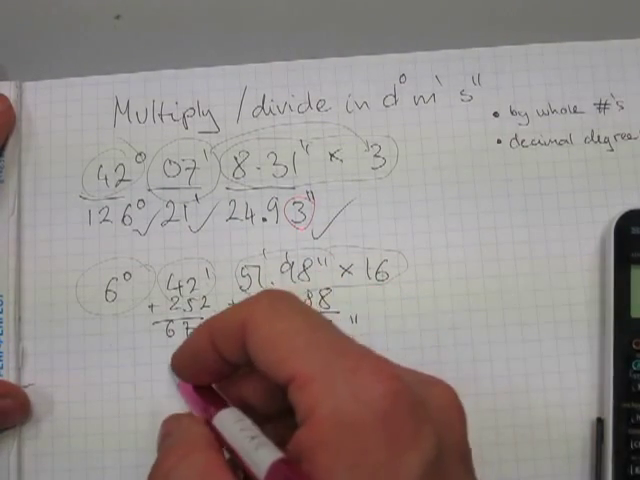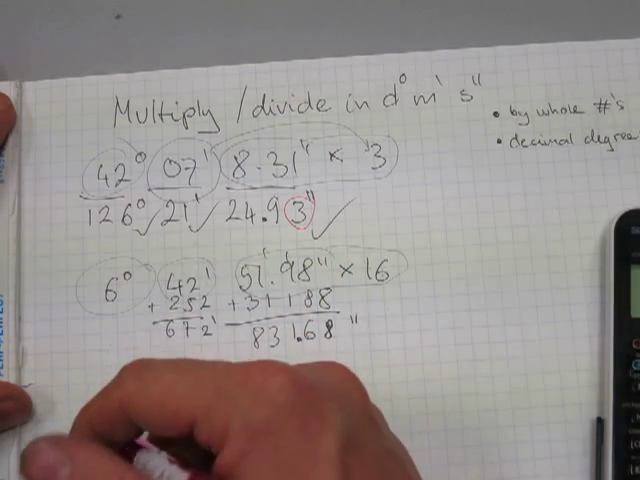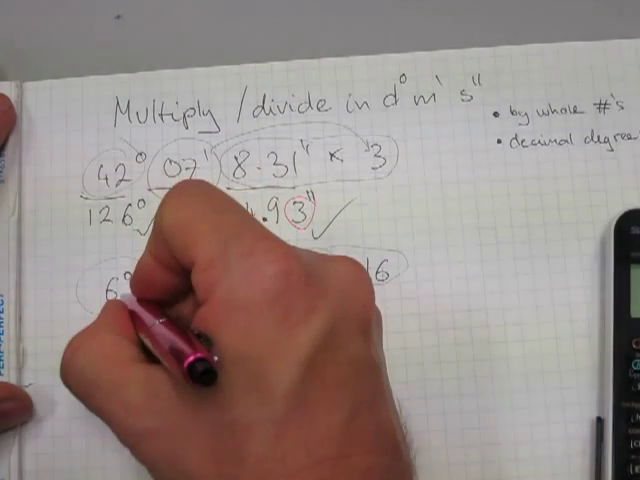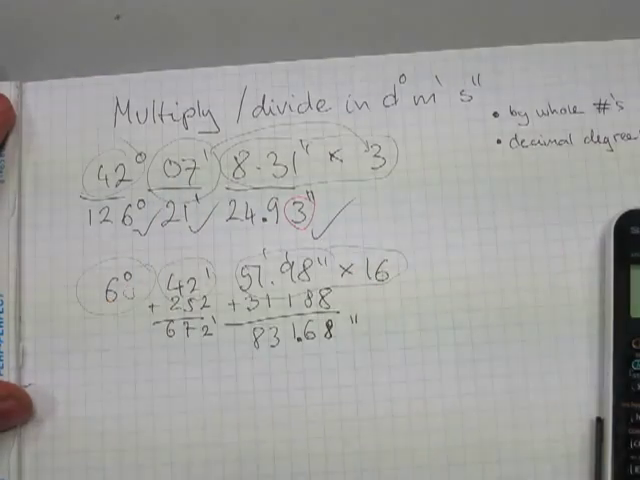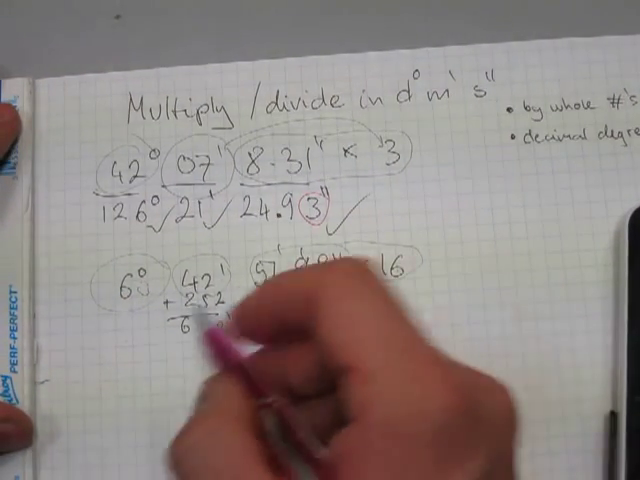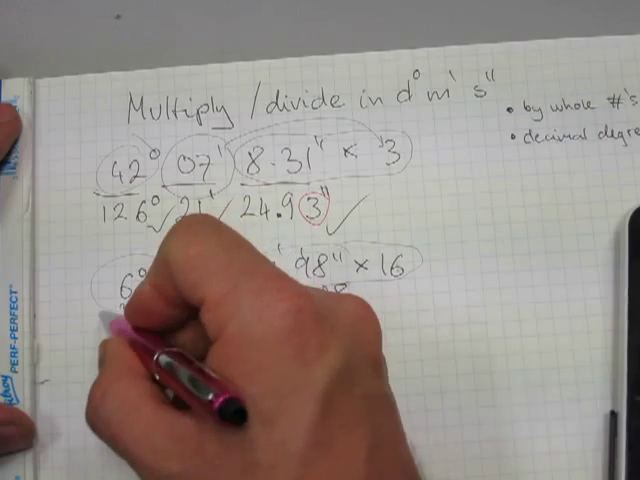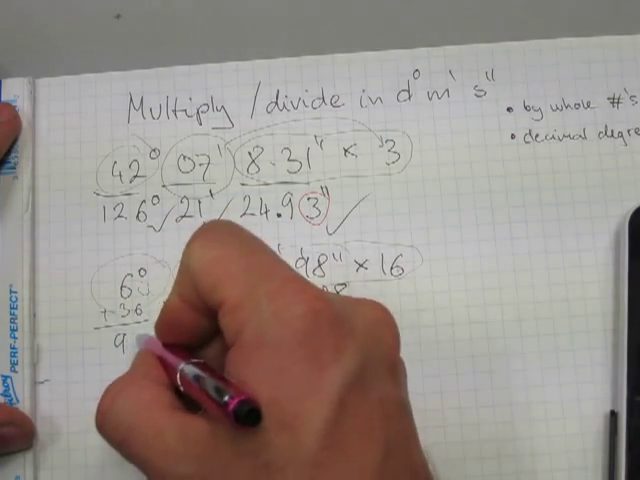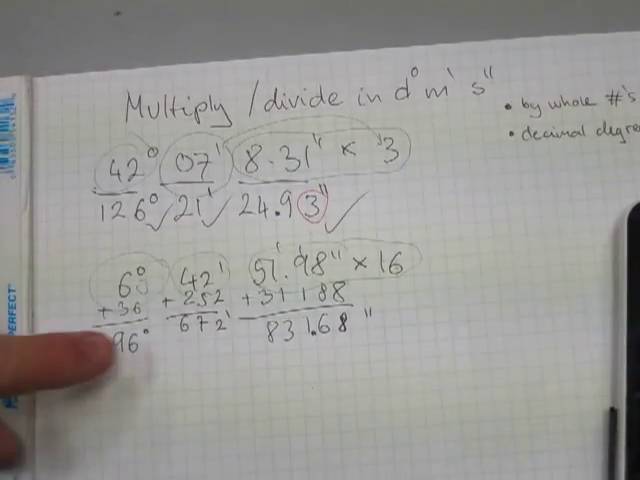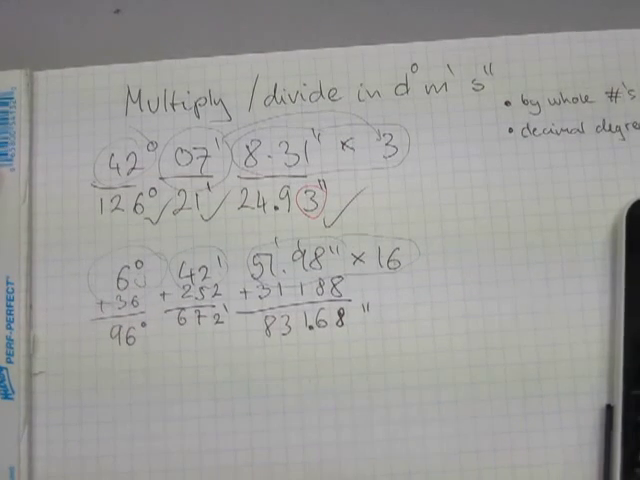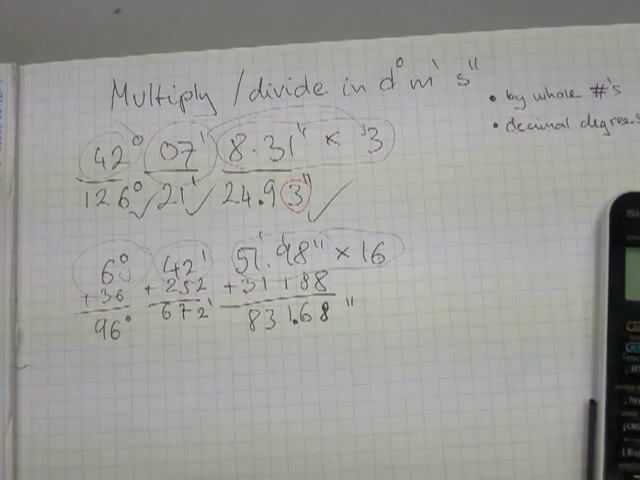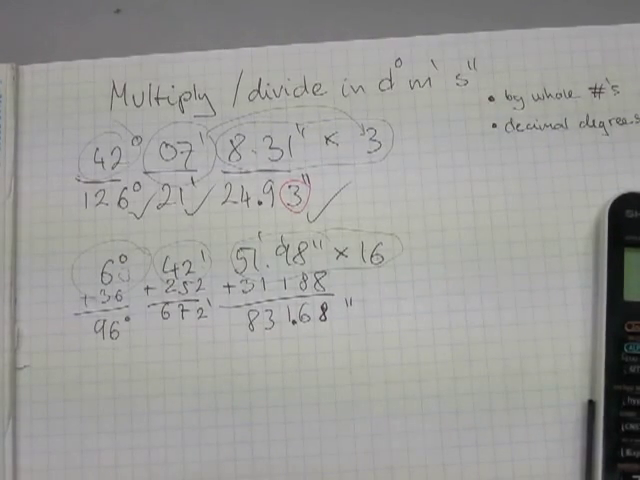And 6 times 16: 6 times 10 is 60, and there's an invisible 0 there. 6 times 6 is 36. 36 plus 60, that's 96 degrees. So we have 96 degrees, 672 minutes, and 831.68 seconds. It's too many minutes and seconds.